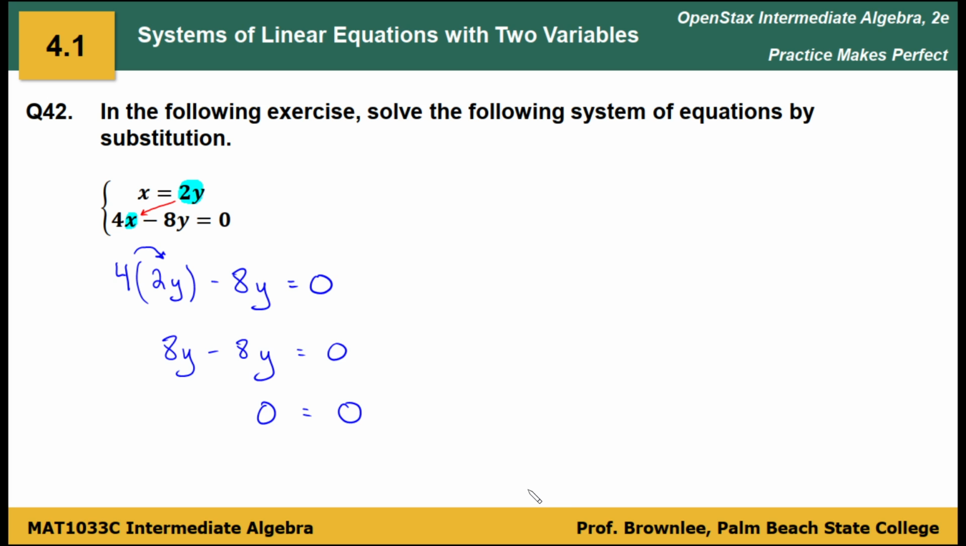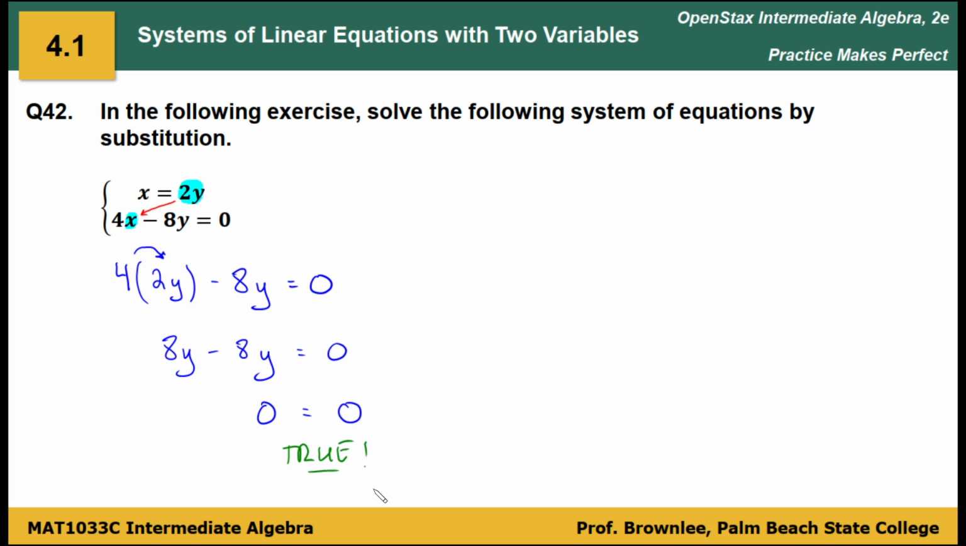So notice what happened here. All of the variables eliminated. They disappeared. There are no more variables left. And we are looking at a mathematical statement that is ultimately a true statement. This is true. The number 0 equals the number 0. Those two things are equivalent. And so this is one of the scenarios that can happen in your system of equations, when your variables eliminate and you're left with a true mathematical statement.